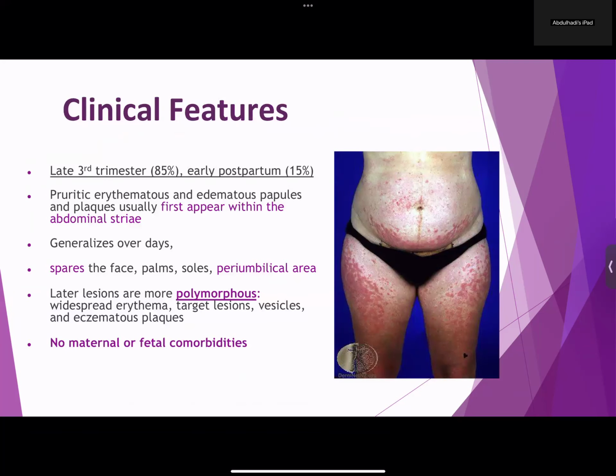Just the things that you should look for in the stem to get the diagnosis. Look for third trimester, appears within the stretch marks, the abdominal stria. So that's a clue. And then sparing what? Sparing palms, sparing soles, and around the umbilicus, the periumbilical area. Lesions are polymorphic. That's why it's called polymorphic eruption of pregnancy. And it has no harm on the mom or the baby.